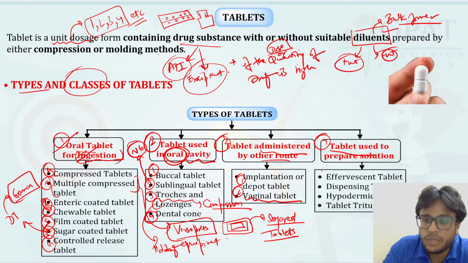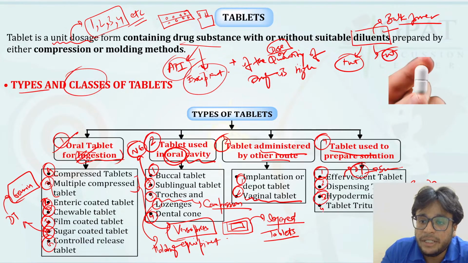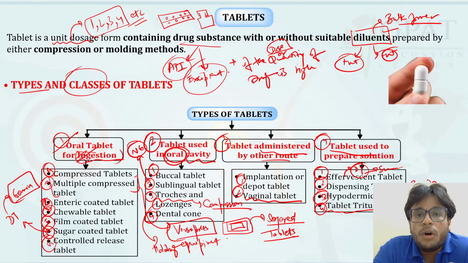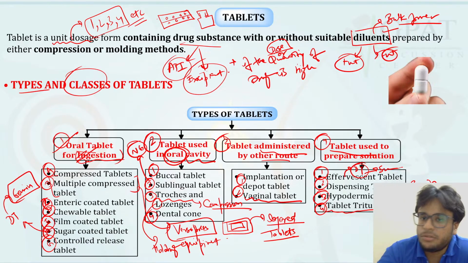The tablets that are used to prepare a solution are the fourth category of tablet. The effervescent tablet has a disintegration time of about 5 minutes. Then the dispersible tablet has a disintegration time of 3 minutes. Then we come to the hypodermic tablet, and then the tablet triturate. These tablet triturates have to be triturated first, then mixed into a particular liquid solvent, such as saline or water, that is ingested by the patient. So these are the different kinds of tablet types.